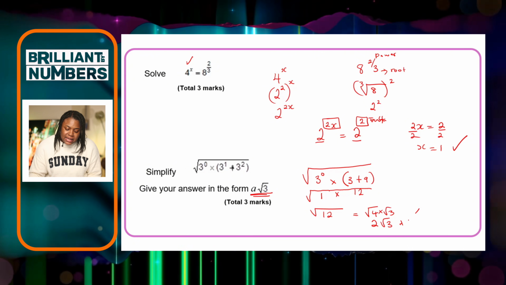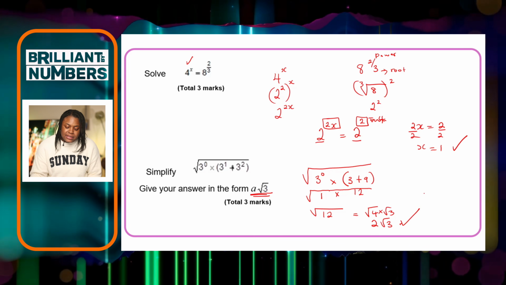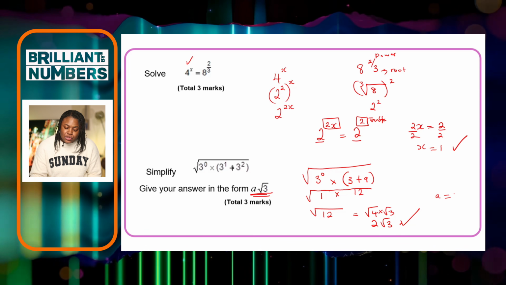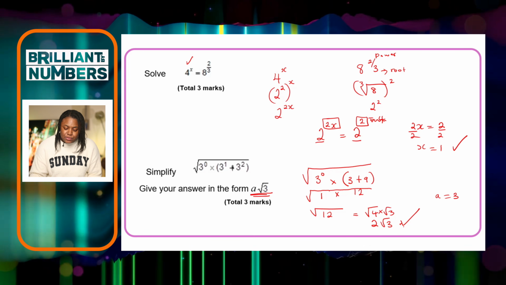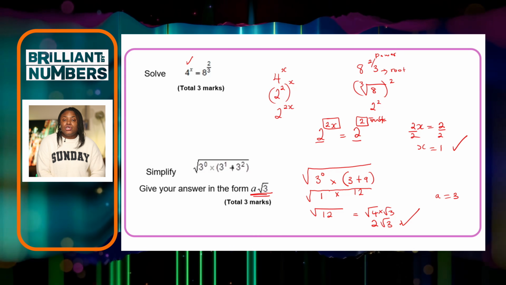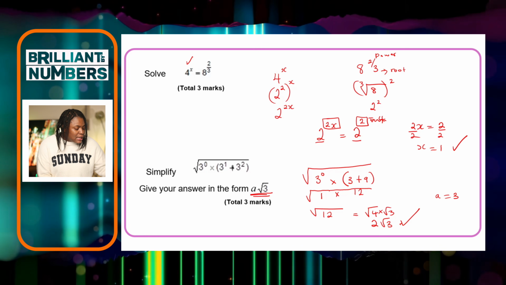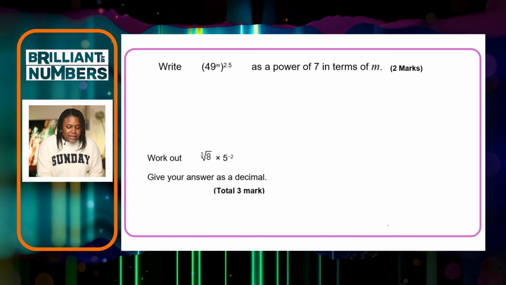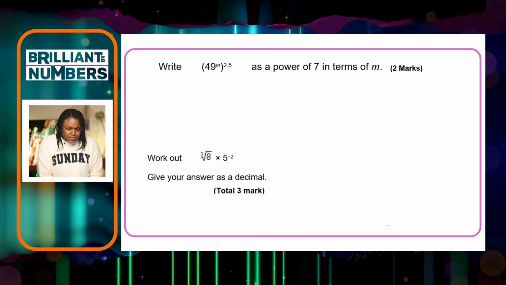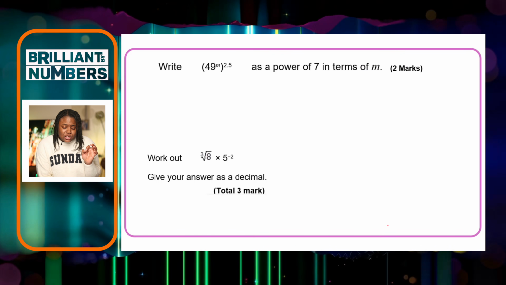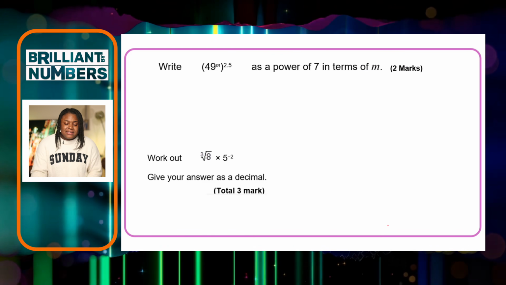Now we've written it in the form a root 3, so therefore a is equal to 2. That's the number in front of the root, but on your answer line, you will put 2 root 3. Absolutely brilliant. So now we are going to do another question. We're going to do 2 more indices questions, and then we are finished with indices altogether.